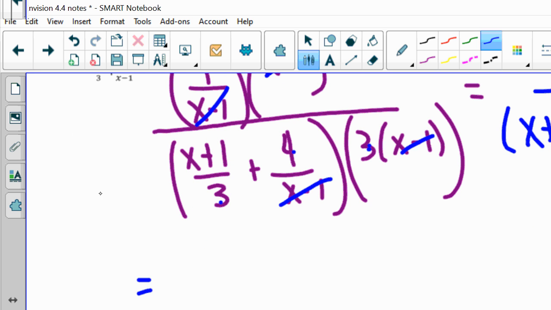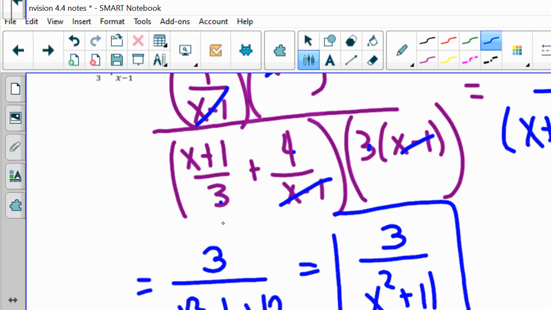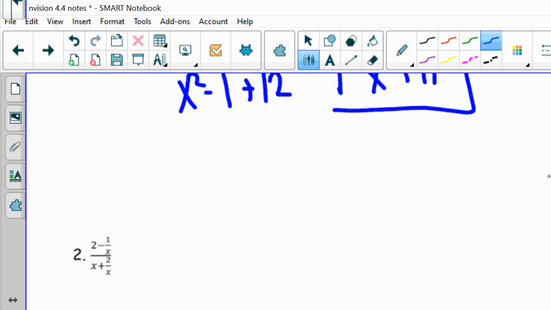So now I'm going to go ahead and work this out. So on top, I have a 3. If I FOIL x plus 1 times x minus 1, I know I'm going to get that difference of squares, x squared minus 1, and then plus 12. So now I have 3 over x squared plus 11. There's nothing I can do to that. It's not going to factor, not going to simplify, not going to reduce, so there's my answer. Let's look at the next one.